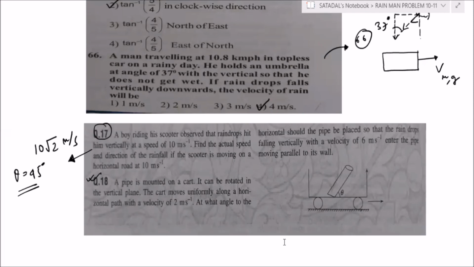The 18th one? 18th one, sir, yes. Yeah, check once again. Check once again. Okay, sir.